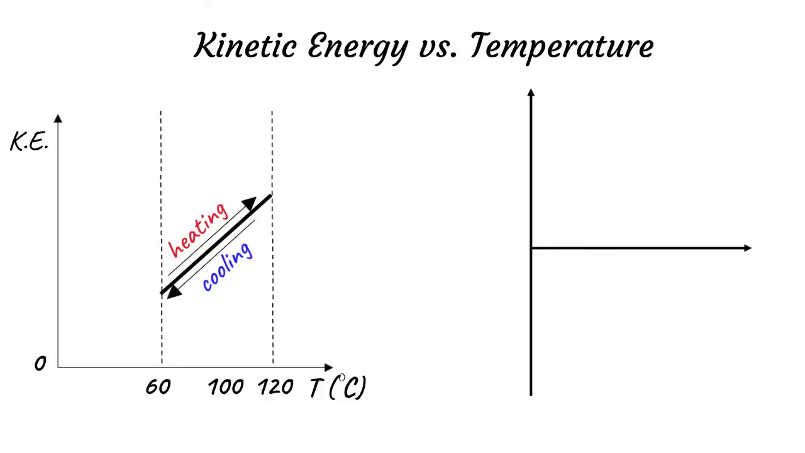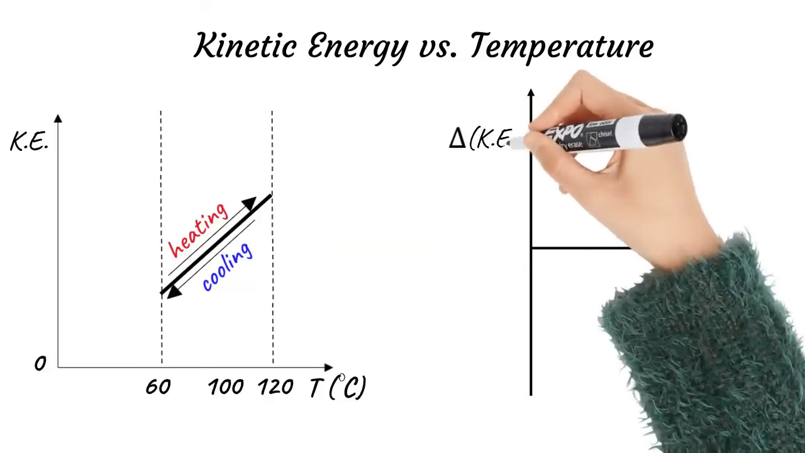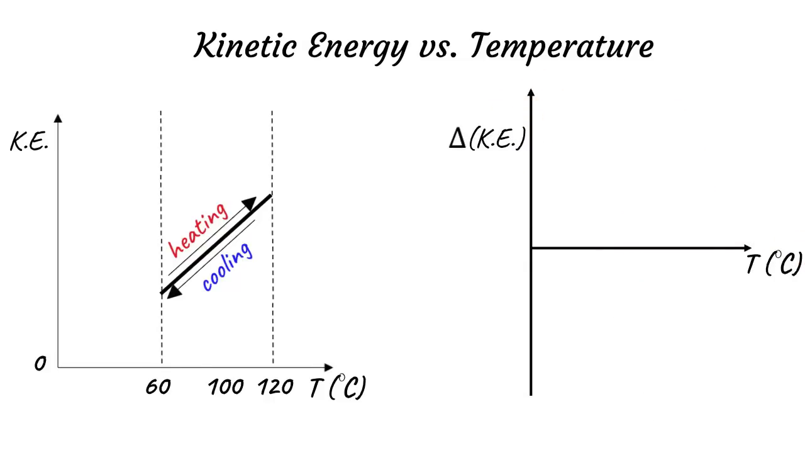Now let's plot the change in average kinetic energy, or the delta kinetic energy, versus temperature graphs for heating and cooling. Here, the shape is similar to the kinetic energy versus temperature graphs, but the only difference is, delta energy graphs always start at zero energy.